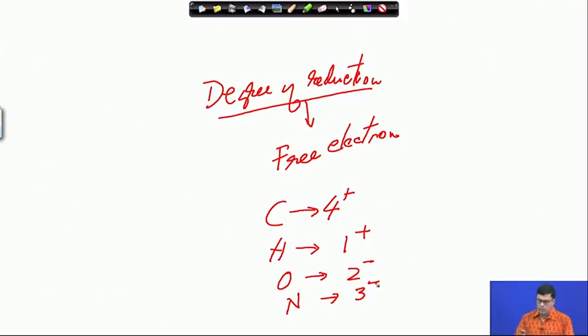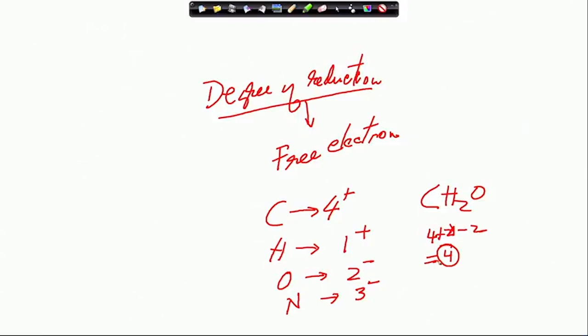Now, this is the formula of glucose and 1 gram atom. If you do the electron balance for the free electrons, this is 4 plus 2 minus 2, because this is basically 2 into 1. So it is coming around 4. So 4 is the free electrons. So degree of reduction basically deals with how much free electron is present in the particular substrate molecule.